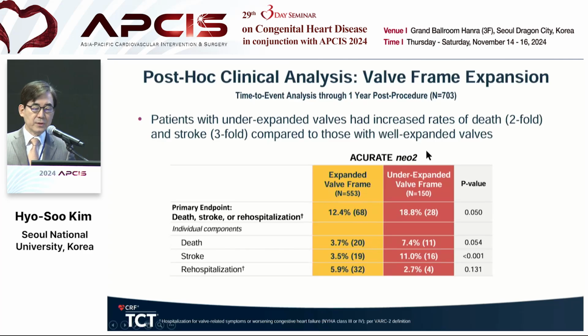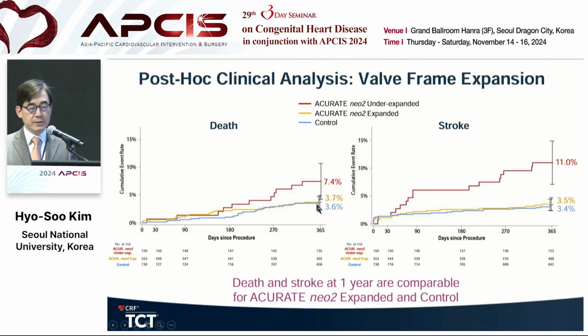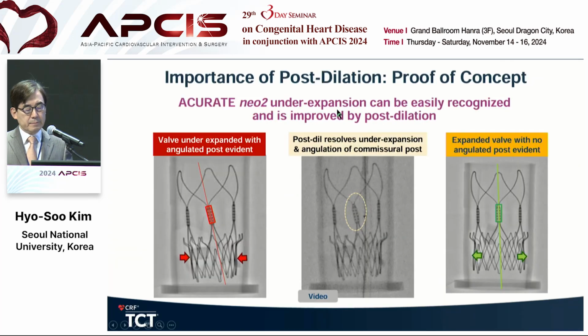Thus, they excluded the underexpanded cases, about 20% versus 8%. Stroke is definitely lower with well-deployed Accurate. The results are similar to the well-experienced Evolut or Sapien. This message is important: post-dilatation, and you have to be well experienced, then you have to make such kind of morphology.